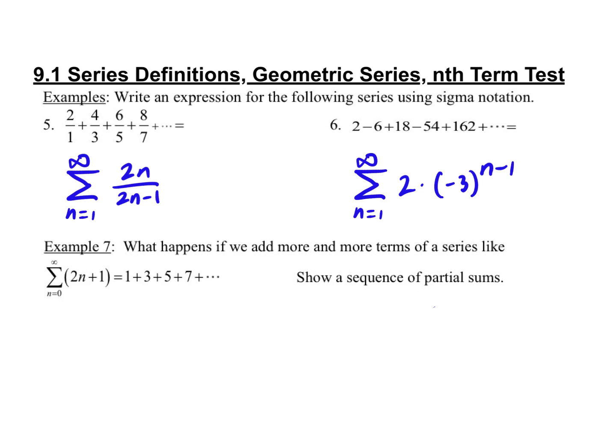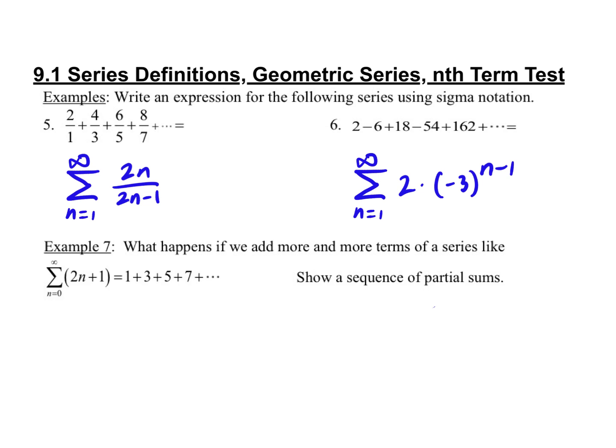Okay, so example 7: what happens if we add more and more terms of a series like this? Notice my series started at 0, but it's still the first term. Whatever this number is, it's the first term in the series. The sequence is going to be the first partial sum, the second partial sum.